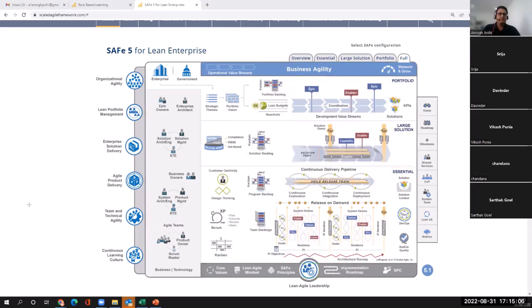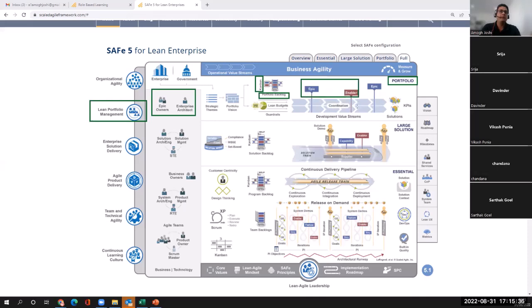Now let's again see these questions from a different perspective. At the portfolio level, if you ask what the core competencies are, LPM is the core competency at portfolio level. Epic owners and enterprise architects are the roles at portfolio level. We have the portfolio backlog. What kind of backlog do we have? Portfolio backlog, managed in the portfolio Kanban. What is there in the portfolio backlog? Epics and enablers. How are people organized? In development value streams.